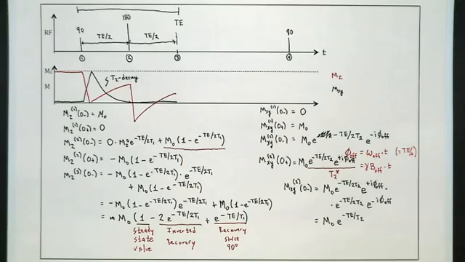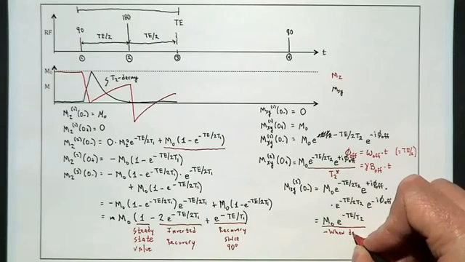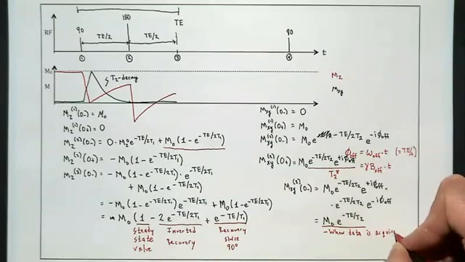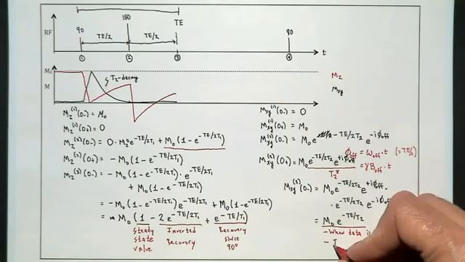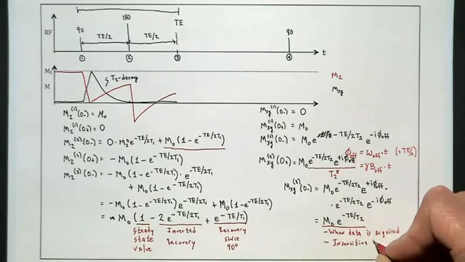A couple notes about this magnetization right here. This is the state of the transverse magnetization at the echo time. It's at time point 3. So that is specifically when data is acquired. And you can also see that those off-resonance terms canceled each other, so you're insensitive to off-resonance.